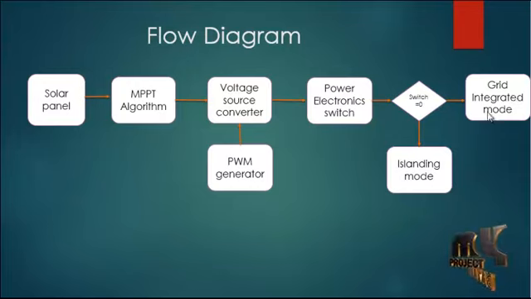This is the grid-connected mode. Then we pass to the isolated mode. The converter uses PWM switching pulses. The PWM switching pulse is applied to the voltage source converter. Then we calculate the voltage source converter output, and check whether our entire system passes or not.